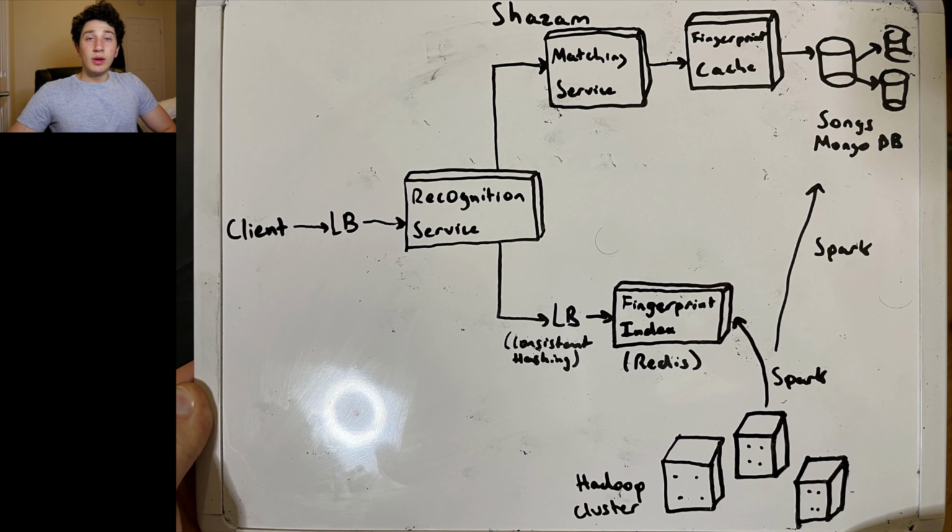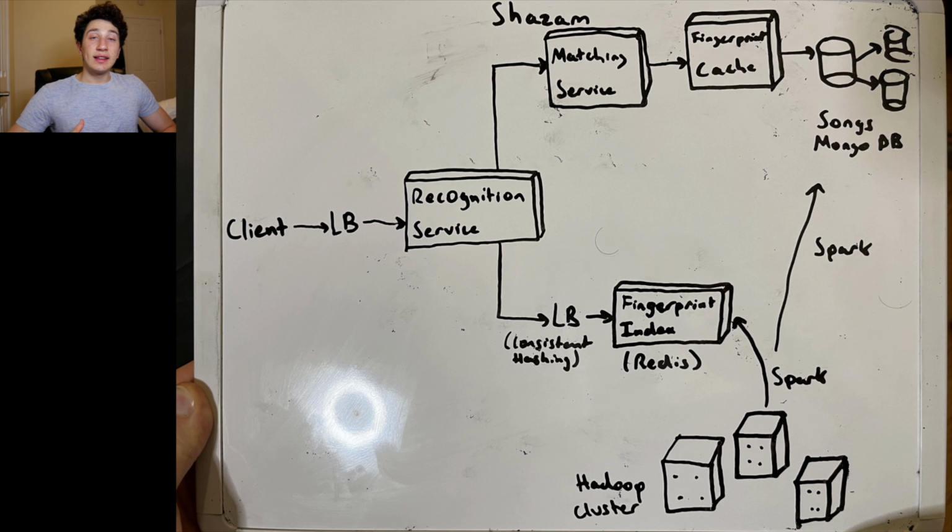So basically imagine we have a client who wants to figure out what it is that they're currently listening to over the radio. And the first thing they're going to do after recording that clip on their phone is hit a load balancer and upload that clip to the recognition service. The recognition service is then basically going to say, okay, I now have all of these fingerprints for the user uploaded clip. Let's look them all up at the same time in parallel in our fingerprint index, which in an ideal world we can keep in a memory-based database solution such as Redis.